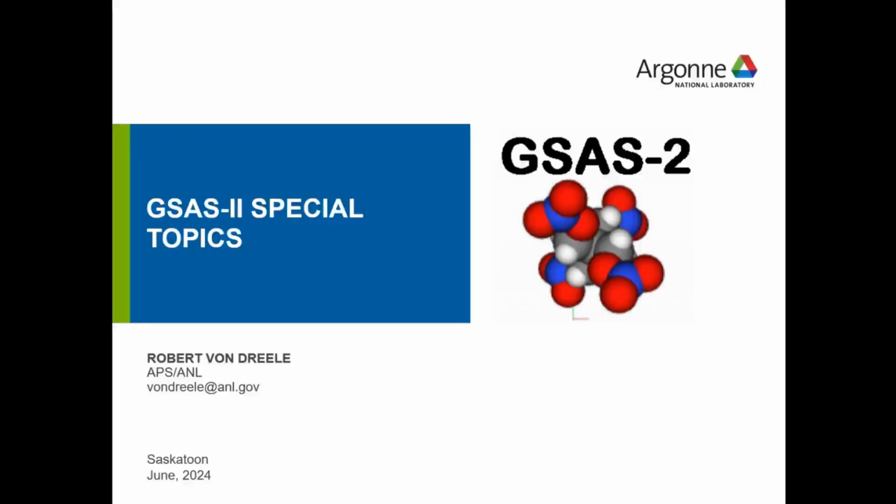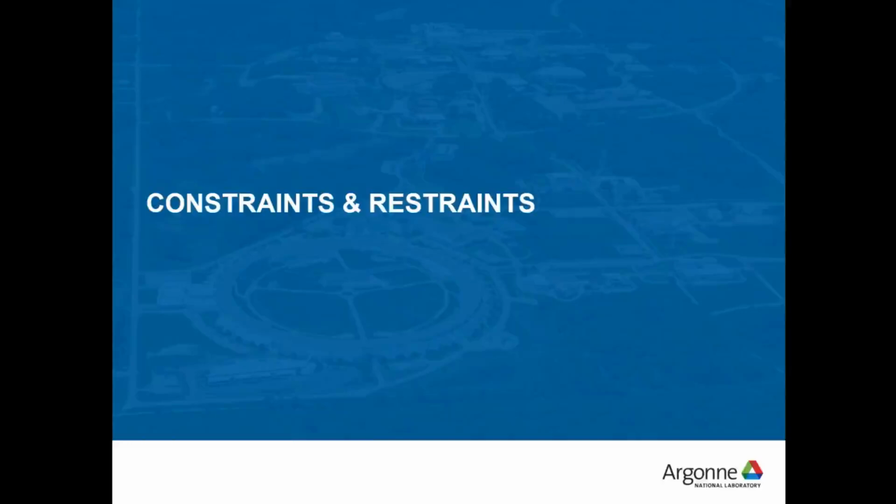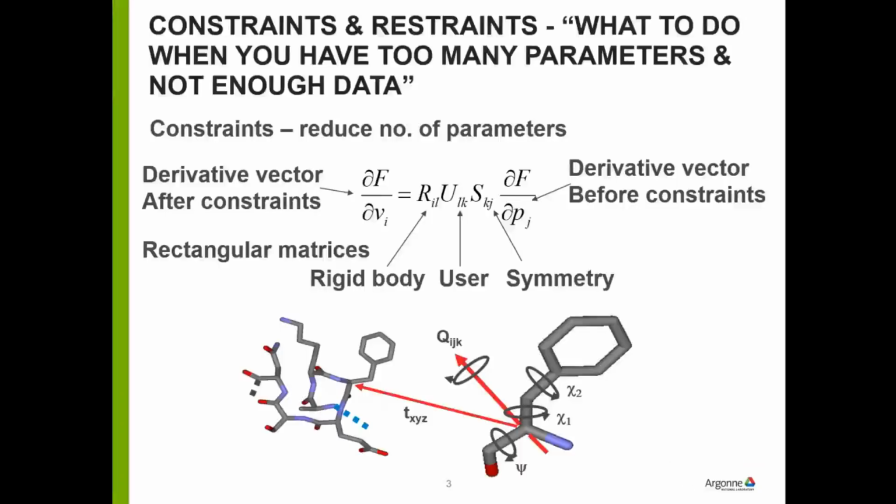Anyway, these are sort of a collection of things that are part of GSAS-II and you may find interesting. Constraints and restraints. Now, constraints and restraints are two different things. People sometimes use those two phrases interchangeably, but they're really not.